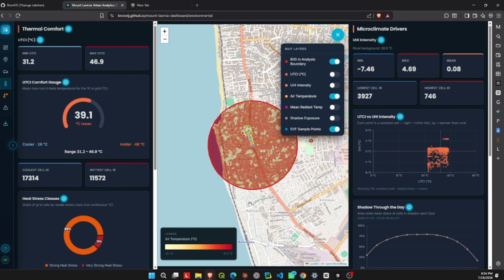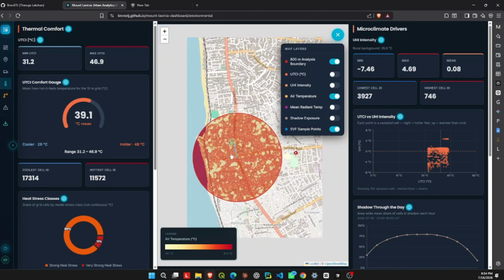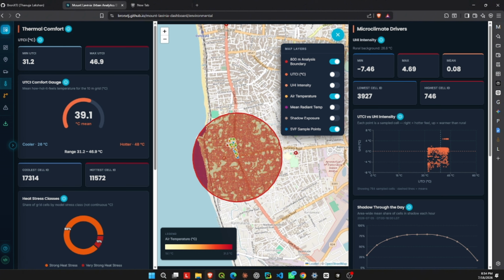Inside the 800-meter buffer boundary, the first one, the left panel, shows the min and max UTCI values. UTCI tells us how hot the environment feels to the human body, not just air temperature. It combines air temperature, humidity, wind, and other things like radiation. So the minimum and maximum values are here.